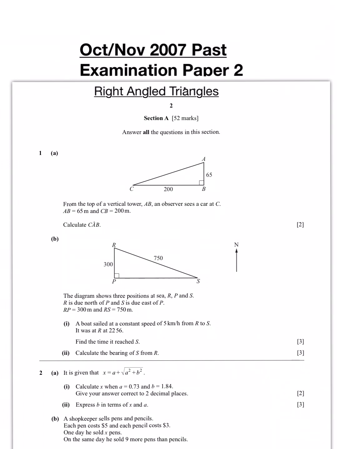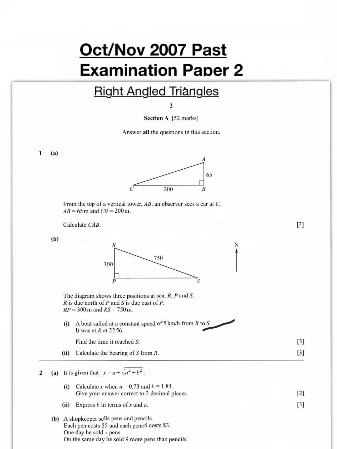Today we are dealing with a past exam question paper, which is Paper 2, November and October 2007. We are still dealing with right-angled triangles. So we have Question 1, part A. It says: from the top of a vertical tower, which is AB, an observer sees a car at point C, and we are given the dimensions there. To cut the long story short, this is the diagram that we are given.